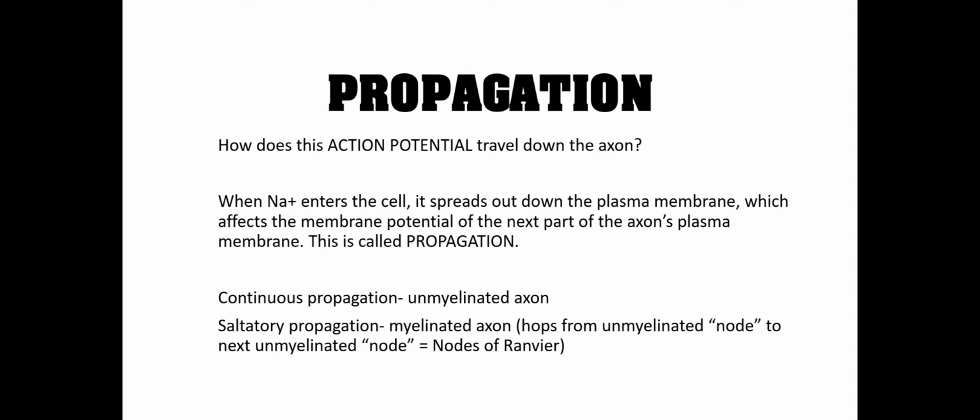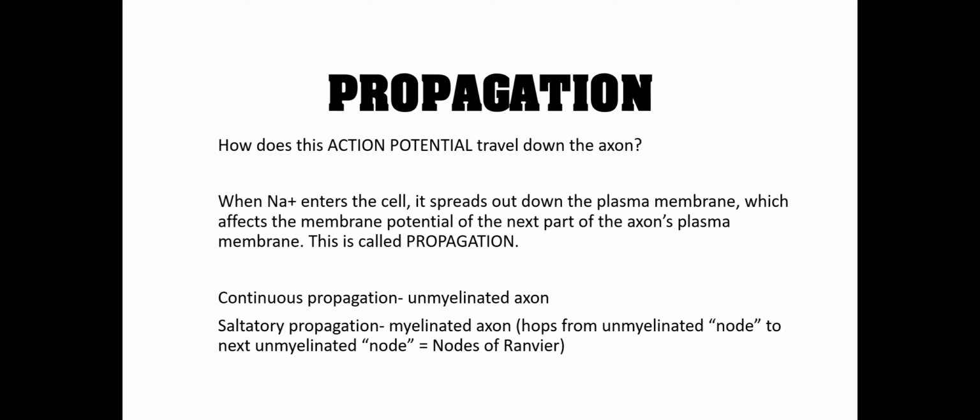Now, it's called continuous propagation when it's an unmyelinated axon, when the axon doesn't have that covering of fat around it. It's just continuous. It just travels all the way down the plasma membrane. Now, when the axon is myelinated, when it has those nodes of fat wrapped around the axon, one right after the other, then you're going to be working with what's called saltatory propagation, and instead of the electrical signal just traveling all the way down the axon, it skips from node to node.